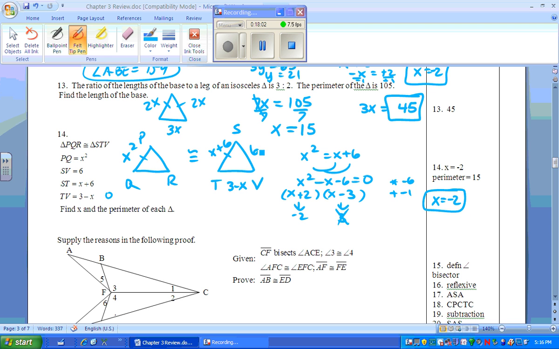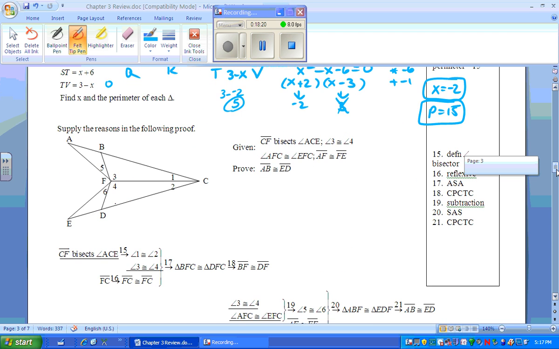And then let's plug it back in. This side is 6. 3 minus a negative 2, that's 5 for this side. This side 6. And then negative 2 plus 6 is 4. So the perimeter is 10 plus 5. So the perimeter equals 15.